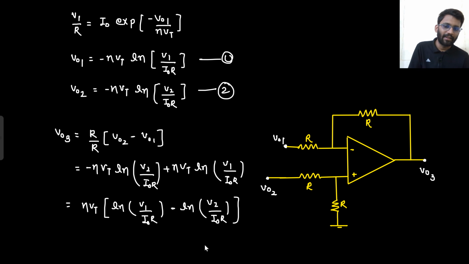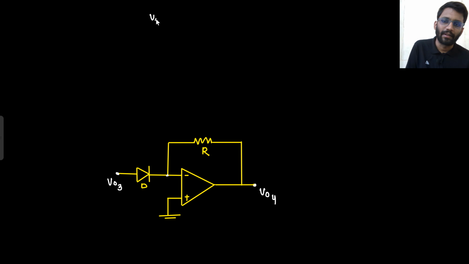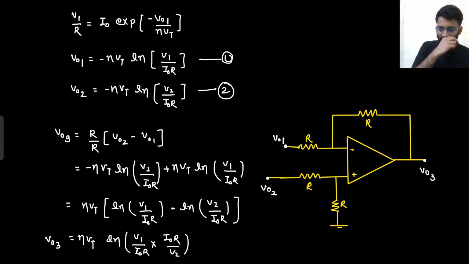So this is ln A minus ln B. Ln A minus ln B, what will it be? Ln A by B. So eta Vt ln V1 by I naught R, into ln A by B. So I can write the reciprocal. Basically, V03 I am getting is eta Vt ln V1 by V2.